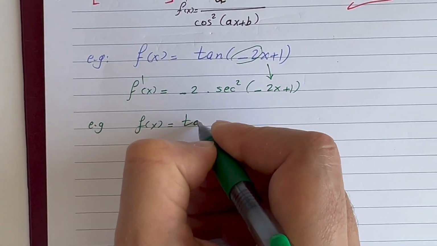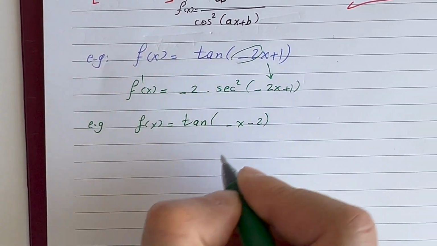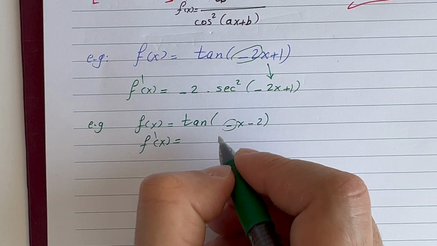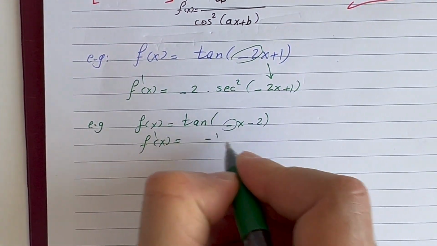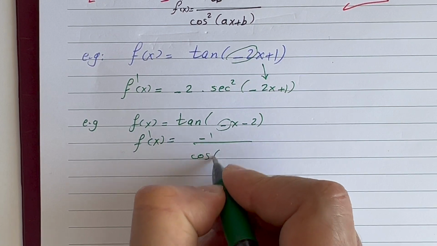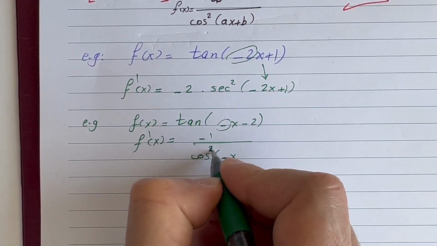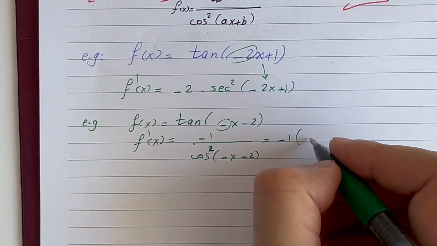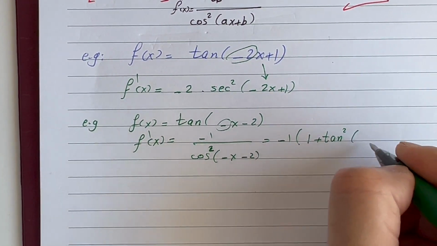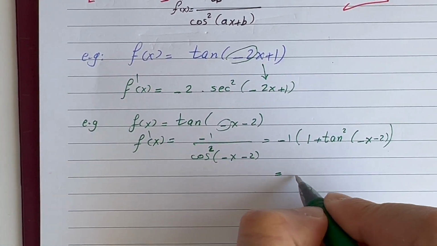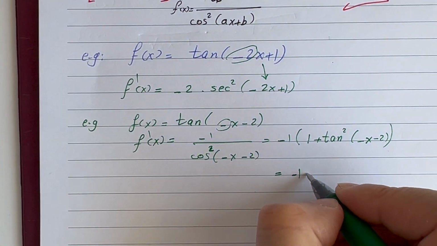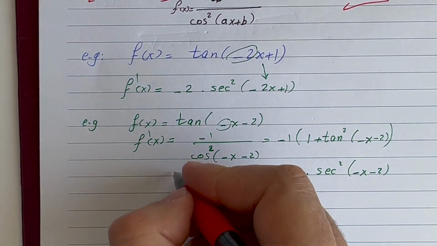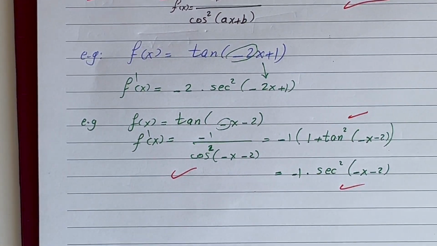f(x) equals tan(-x - 2). So f'(x) equals, what is the derivative of the angle? It is negative 1. So I would use this, let's say, negative 1 over cosine squared of (-x - 2). Or you can say negative 1 times (1 plus tan squared), the same angle, (-x - 2). Or you can say negative 1, because the derivative of the angle is negative 1, times sec squared, the same angle, (-x - 2). All of these three are right. You can use one of them in the IB exam.